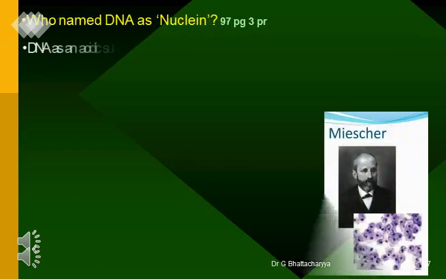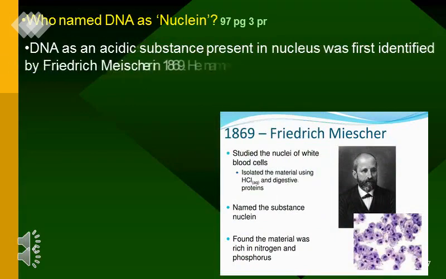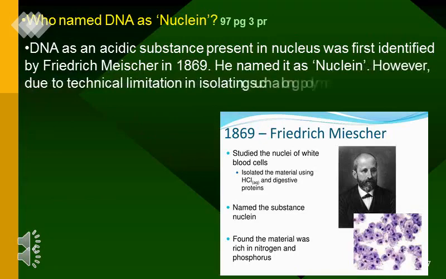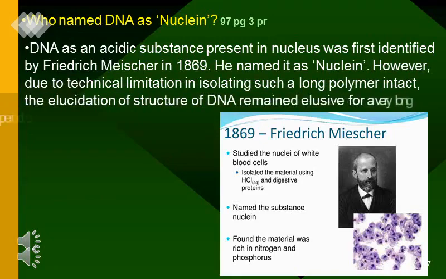Who named DNA as nuclein? DNA as an acidic substance present in the nucleus was first identified by Friedrich Miescher in 1869. He named it nuclein. However, due to technical limitations in isolating such a long polymer intact, the elucidation of the structure of DNA remained elusive for a very long period of time.